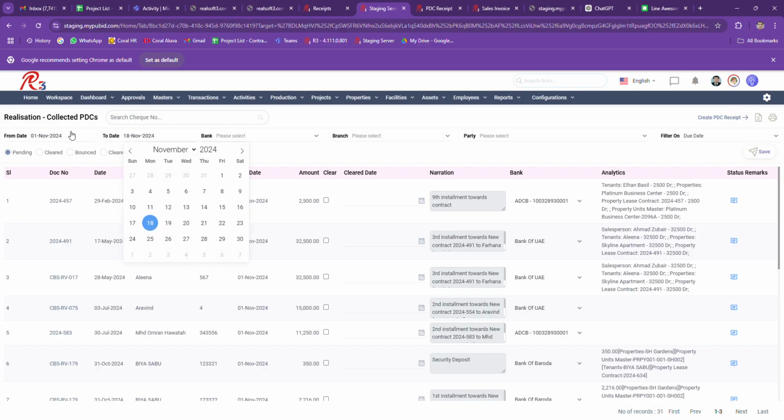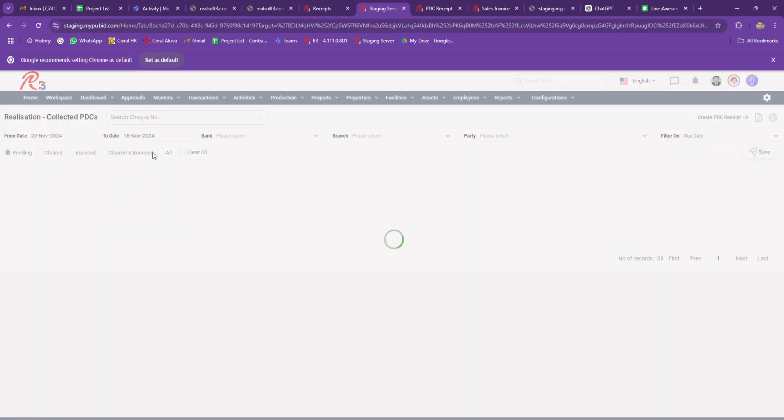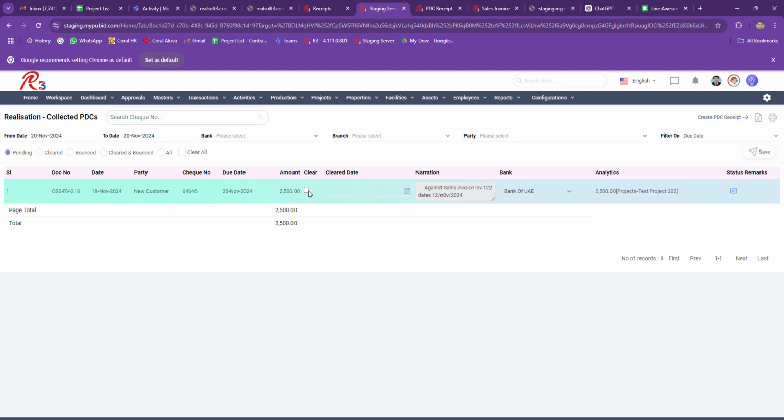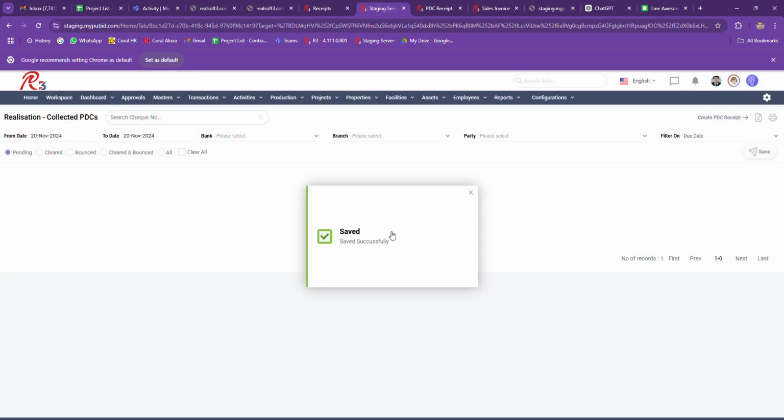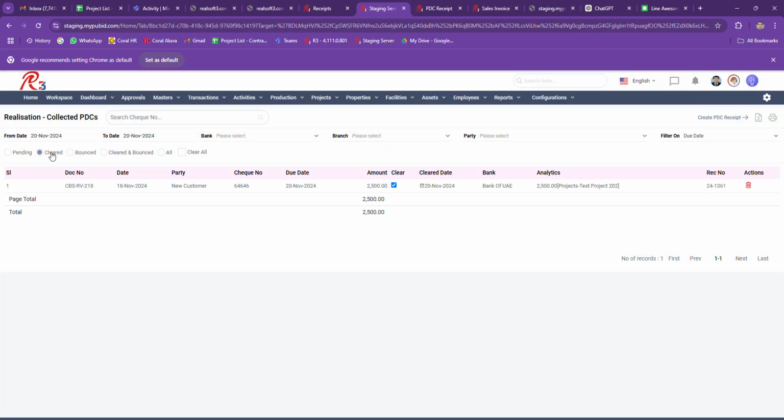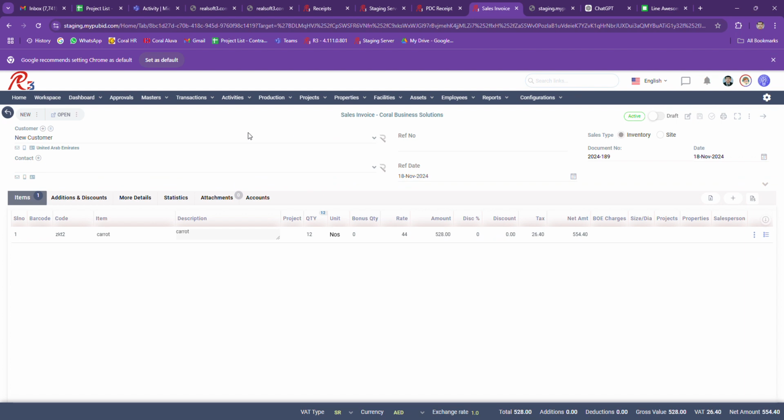Okay, now we will see. I think it's 20th November. Here this amount is still not cleared yet. We'll try to do this again. Yeah, now it's worked. So this amount is cleared. This PDC won't show in pending now, it will show in cleared. See, it's cleared.